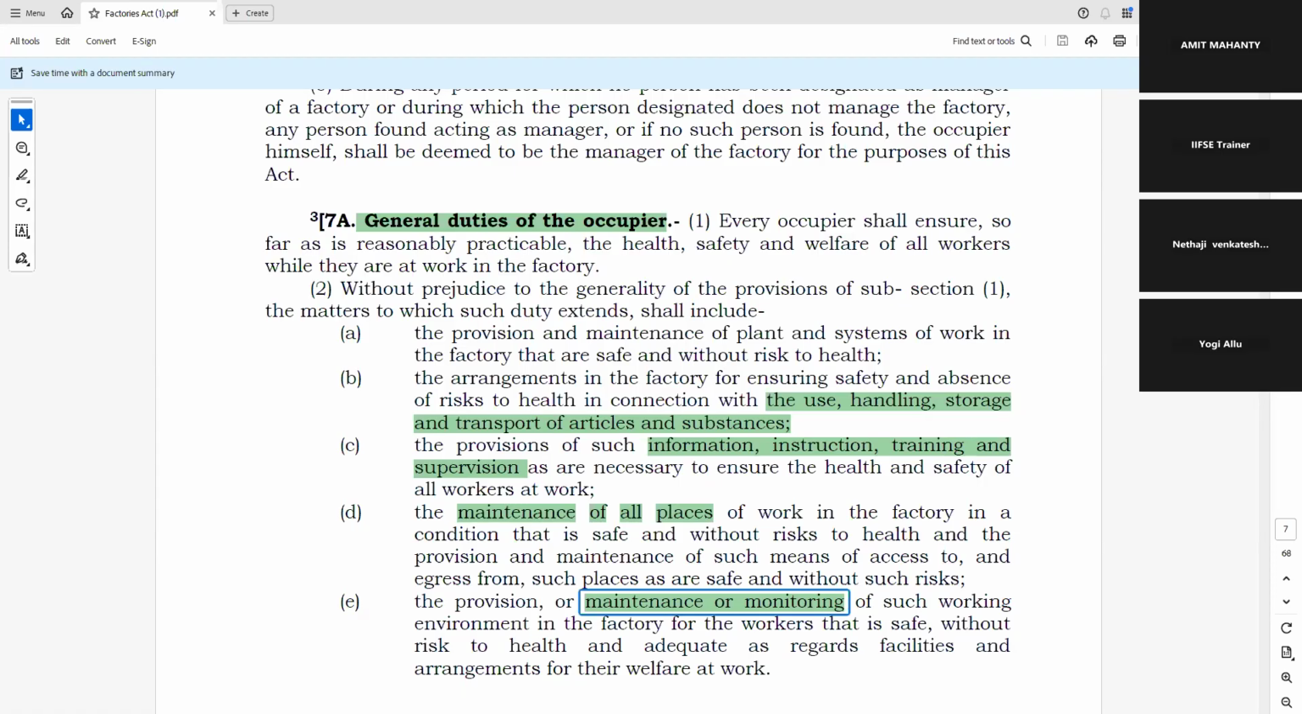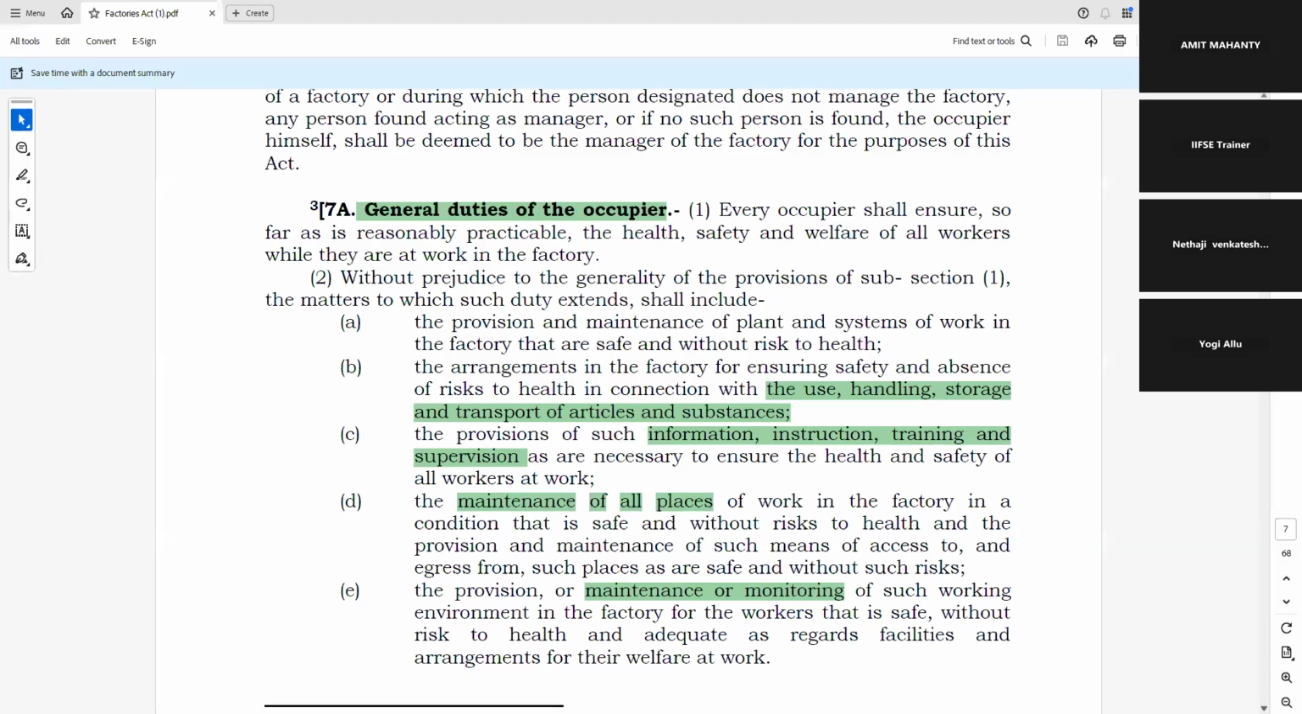Okay. Then whatever machines or equipment he is giving must be safe, and he has to maintain all the places of work in the factory. Conditions should be safe and also without any risk. And also, you need to maintain and monitor the working environment. Okay, these are a few, like how we do environmental monitoring.